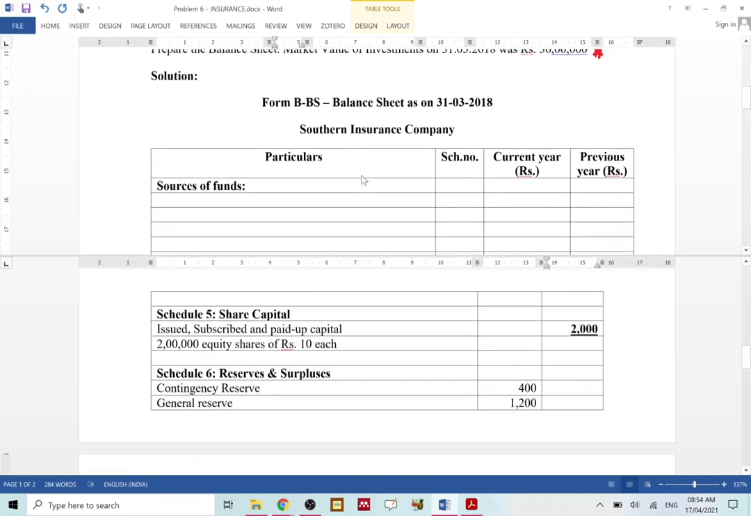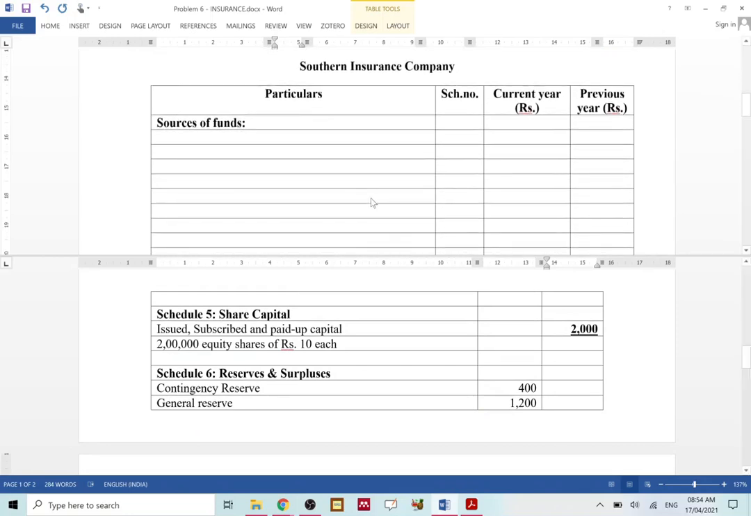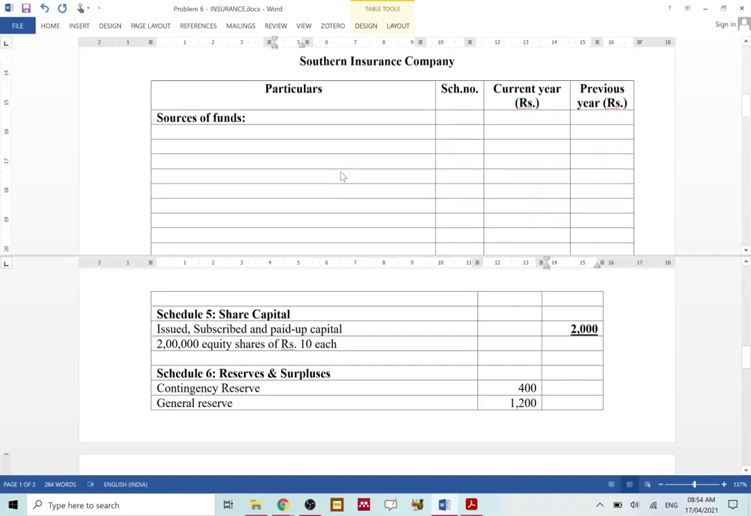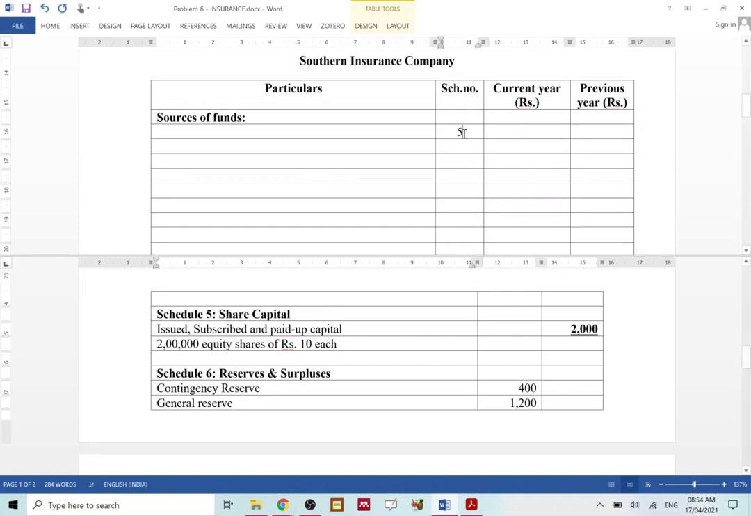The investment reserve we will calculate as we come to that particular category. So this is the balance sheet now of Southern Insurance Company, and first we have the sources of funds starting with schedule number 5. You have to write the schedule numbers correctly. We have share capital, amount is 2000. Whatever you have highlighted in the outer column, all these amounts, take them up to the balance sheet now.